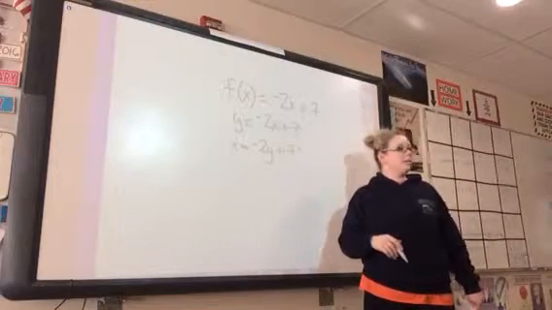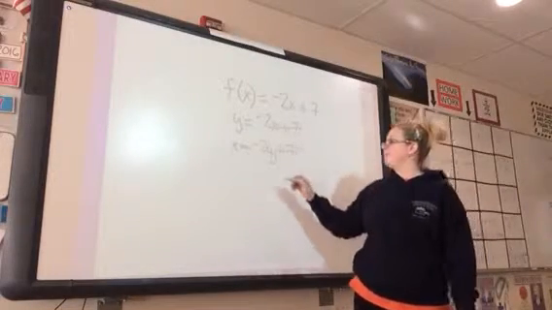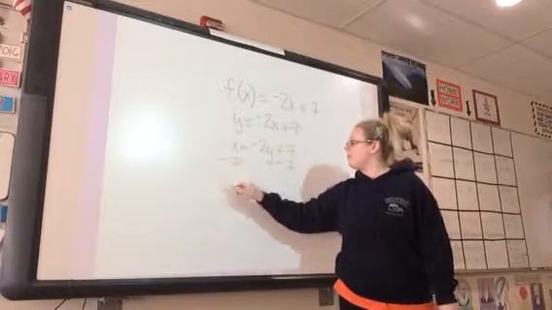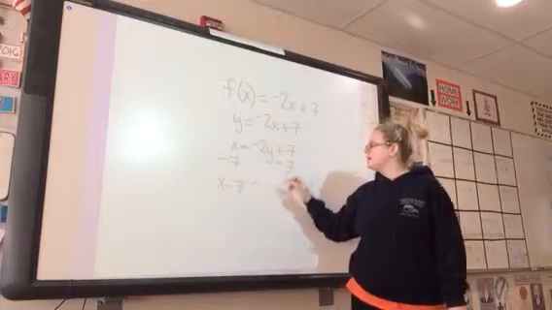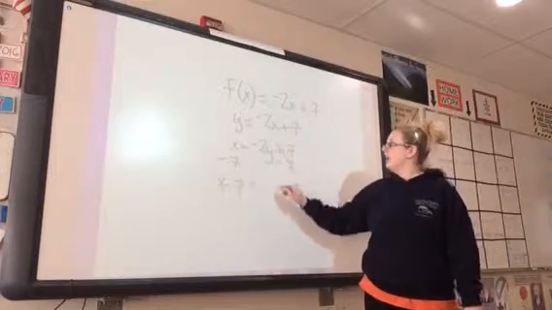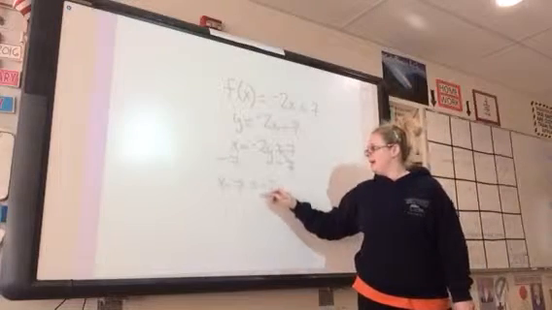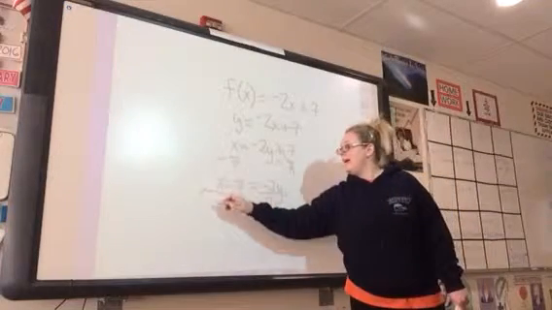Okay, third step. Gordon? Solve for y. So we need to cancel out everything on the side with the y. We subtract our 7 first, and then we have x minus 7 equals -2y. And we have to divide out everything.